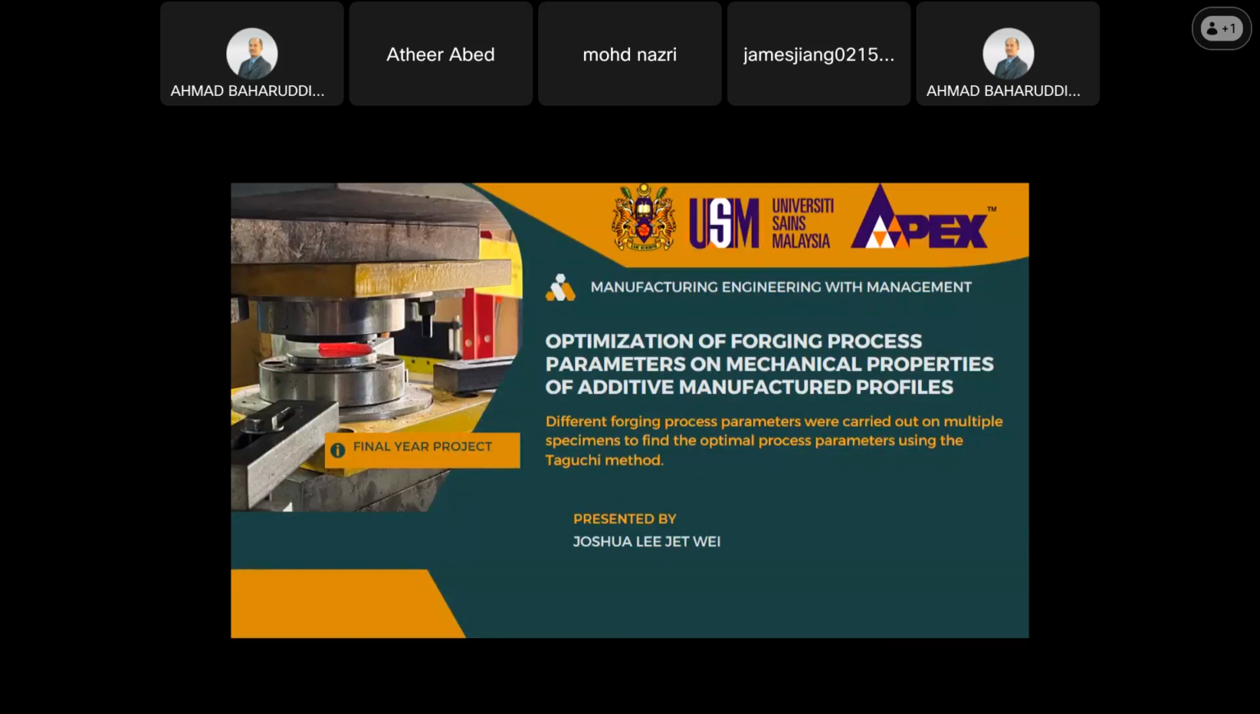Testing. Okay, so a very good afternoon to everyone here. And right now I will start my presentation. So I'm currently a final year student, and this year is my final year project. So the title is Optimization of forging process parameters on mechanical properties of additive manufactured products. And here is a description of it, in which different forging process parameters were carried out on multiple specimens to find the optimal process parameters using the Taguchi method. And my name is Joshua, right here, and we'll see the next slide.